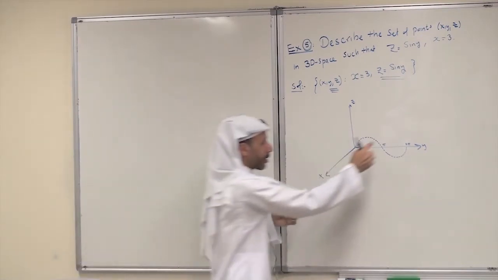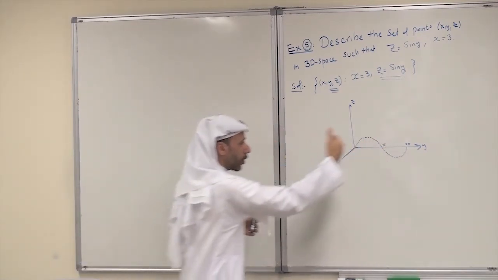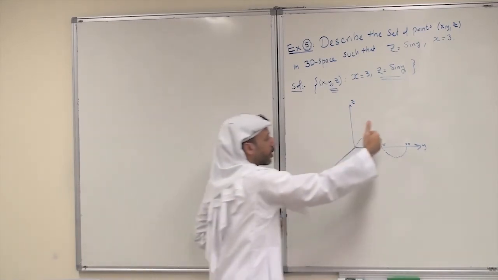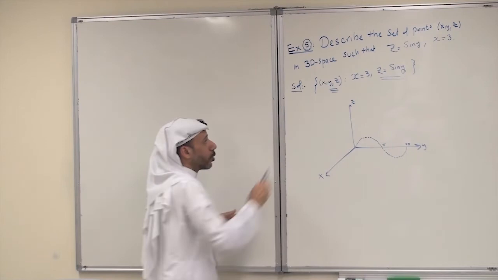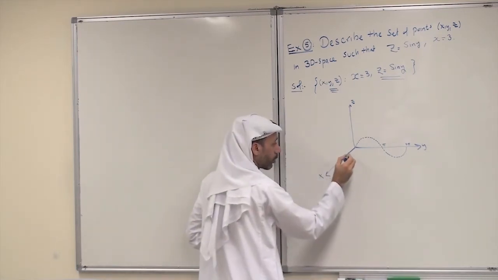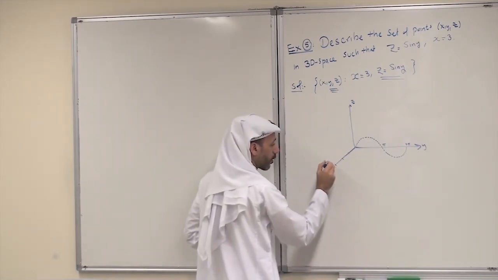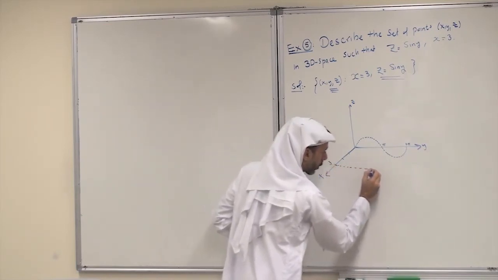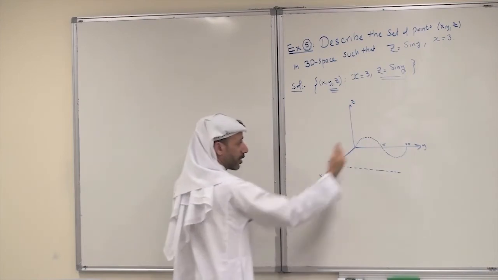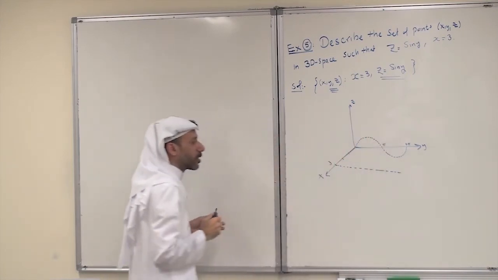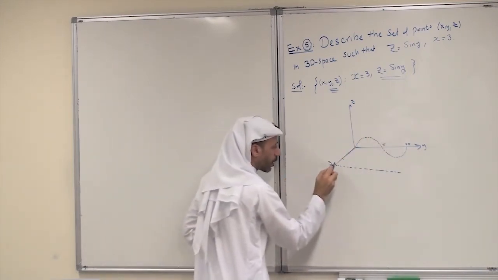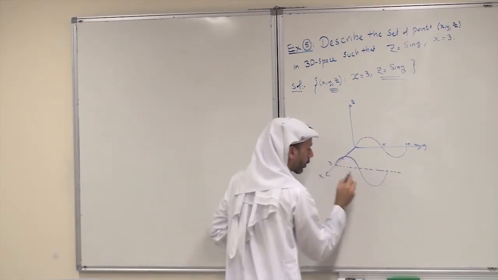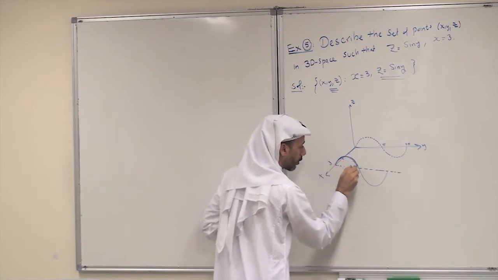Here I just take the sine function and move it along the x-axis 3 units, until you reach x equals 3. So this is 1, this is 2, and this is 3. The graph will be something like this. Shift this 3 units along the positive x axis. We will get the following. So this is the graph, roughly speaking.